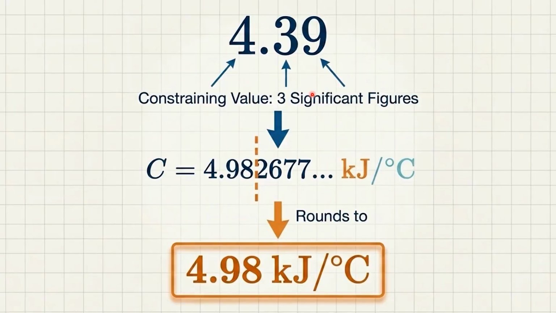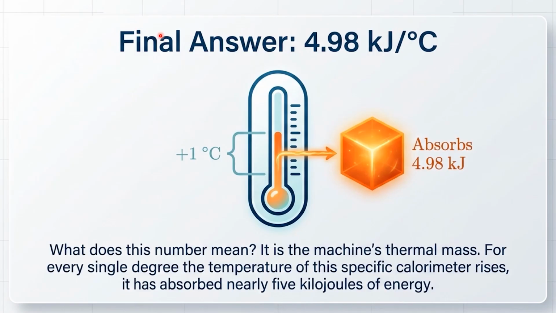Now we apply the rule of significant figures. Our temperature value, 4.39, contains 3 significant figures, so the final answer should also contain 3 significant figures. After rounding, we obtain 4.98 kilojoules per degree Celsius. So the heat capacity of the calorimeter assembly is 4.98 kilojoules per degree Celsius. This means that the calorimeter absorbs approximately 4.98 kilojoules of energy every time its temperature increases by 1 degree Celsius.